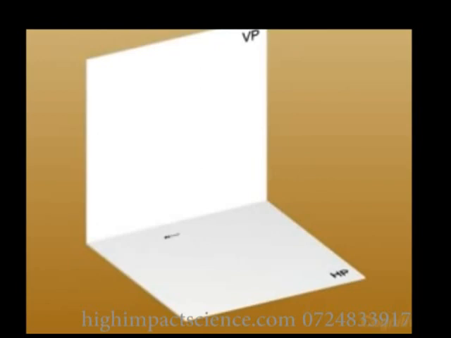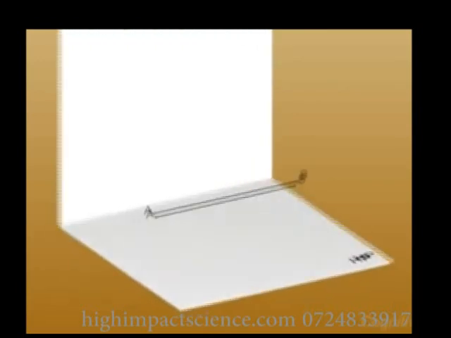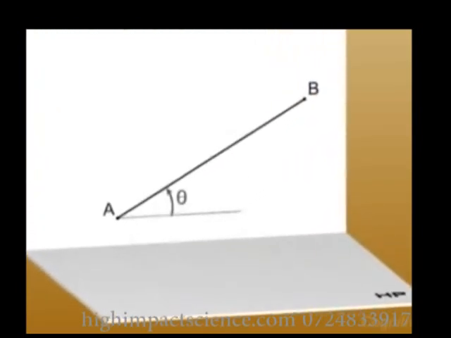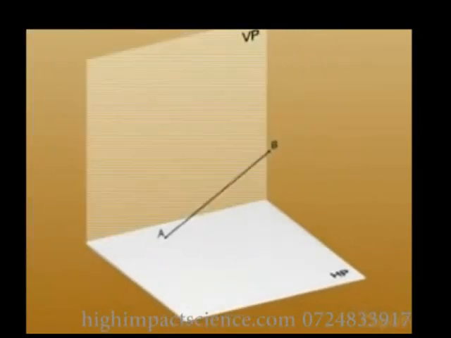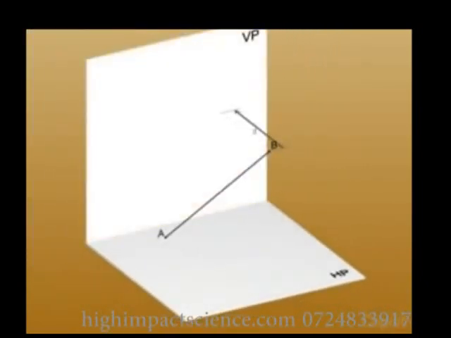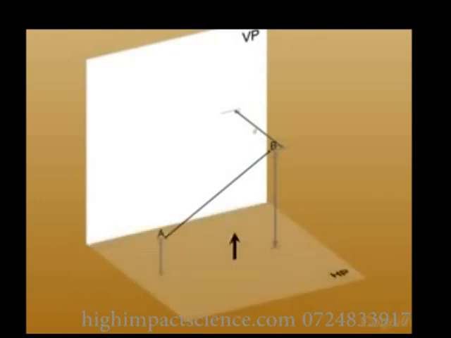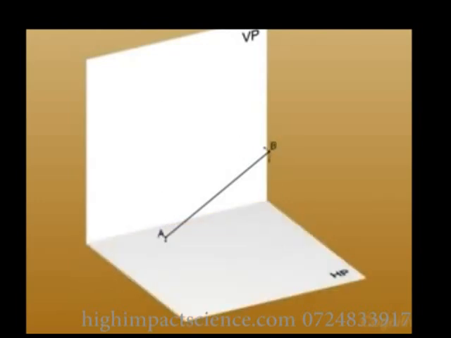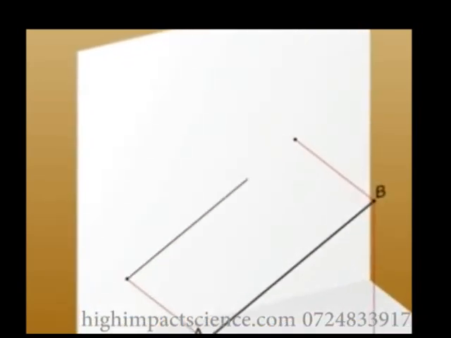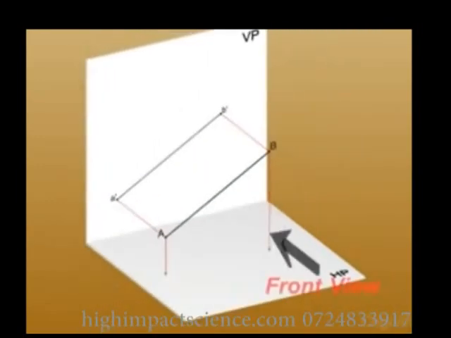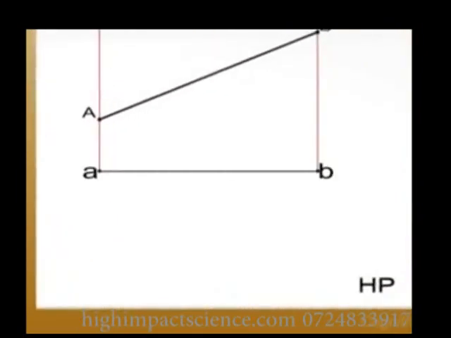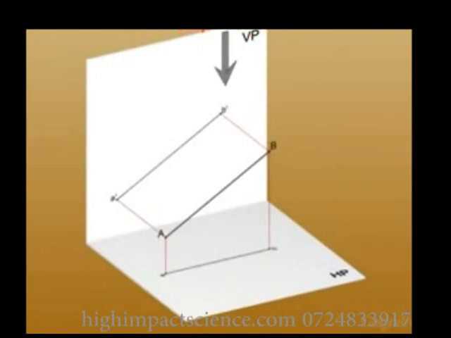Consider another case. A line AB is inclined to HP at an angle theta and parallel to VP at a distance of D units. Point A is H1 units above HP and point B is H2 units above HP. The projection of line AB onto VP and HP is the line A'B' as the front view and the line AB as the top view, respectively.